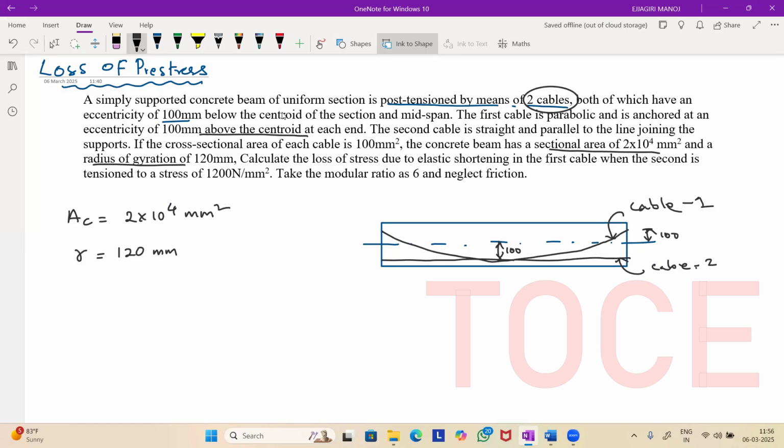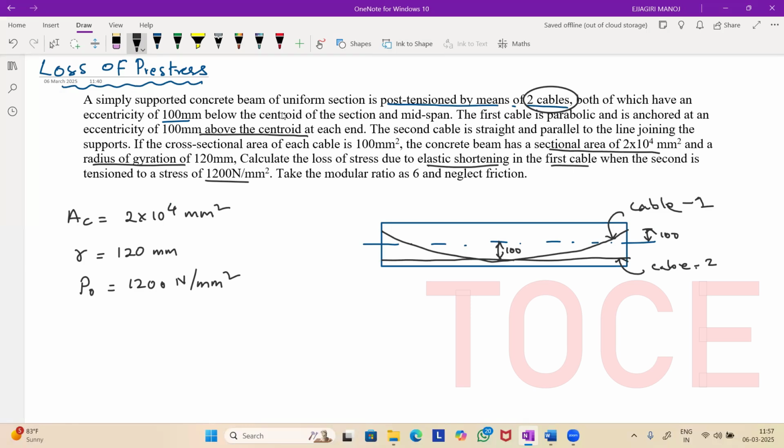So the radius of gyration he has mentioned, and he is asking to calculate the loss due to elastic shortening in the first cable when the second cable is stressed to a value of 1200 Newton per mm square. That means he has mentioned the initial stress: P naught is equal to 1200 Newton per mm square. He is asking to find out the loss due to elastic shortening in the first cable.